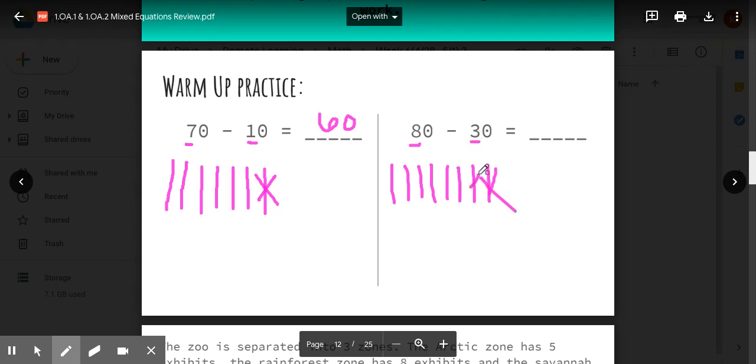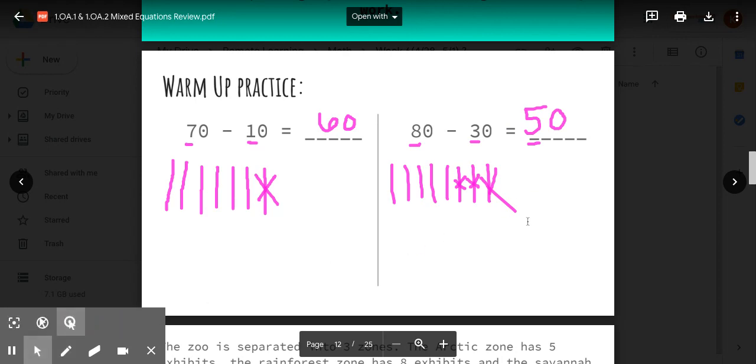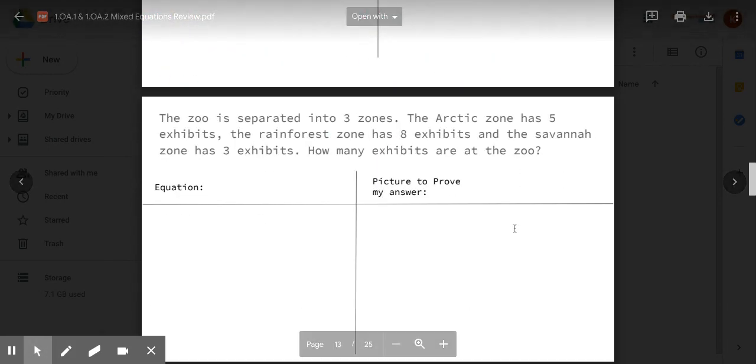1, 2, 3. How many do I have left? 10, 20, 30, 40, 50. I have 50 left. 5 tens and no ones. So 80 minus 30 equals 50. All right, let's go ahead and get started on today's standard.